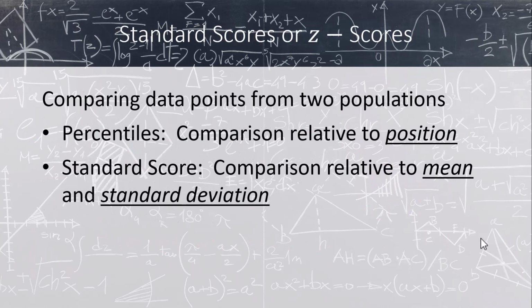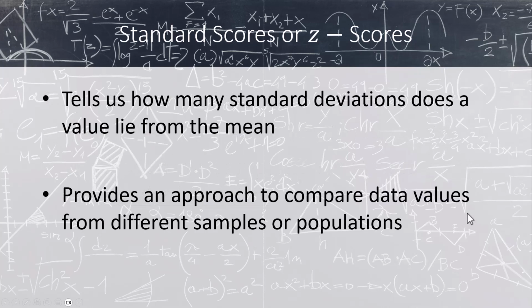So we've talked about percentiles and quartiles, which are comparisons relative to position. The last thing that we want to talk about are z-scores, which are comparisons relative to the mean and standard deviation. Specifically, the z-score tells you how many standard deviations your data value lies from the mean. So if I had a z-score of 1, that would tell you that your value is exactly 1 standard deviation above the mean. If I had a z-score of -2, that would tell you that your value is exactly 2 standard deviations below the mean.